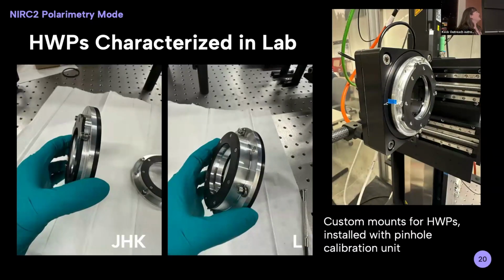These are the half-wave plates in the lab in their custom designed mounts. So like I said, they're installed with the pinhole calibration unit. That's part of the mechanism for it on the right. But that's both of the half-wave plates in their mounts in the lab.